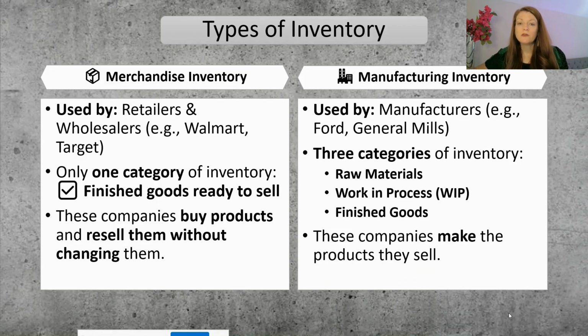So again, if it goes to Walmart where they have some of their own brand, the retail side of it would be merchandise inventory, but then the side that makes Equate and Great Value, those would be a manufacturing side. So those would be accounted for in both of these categories separately.